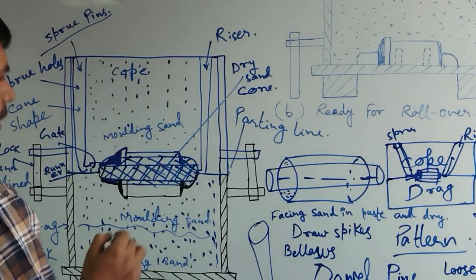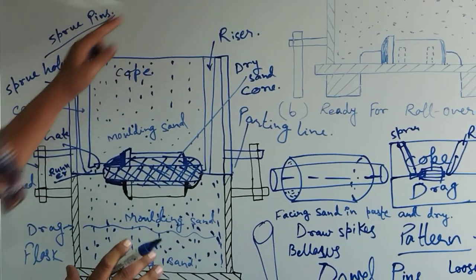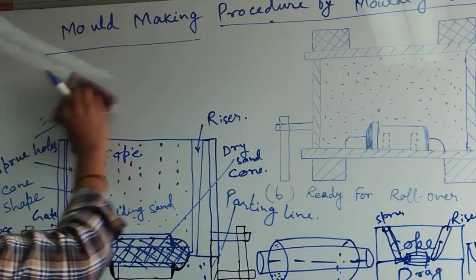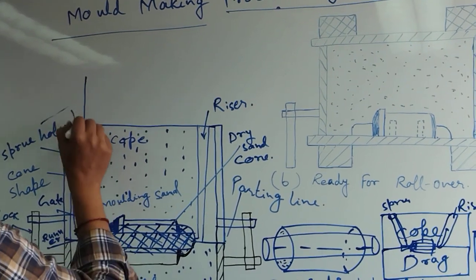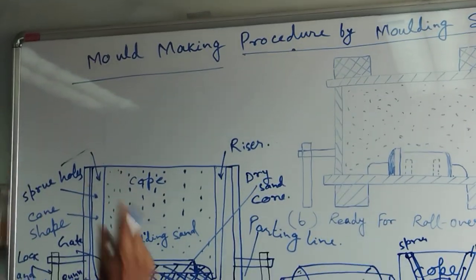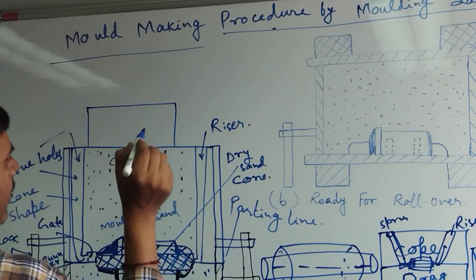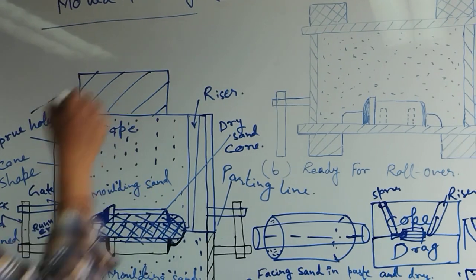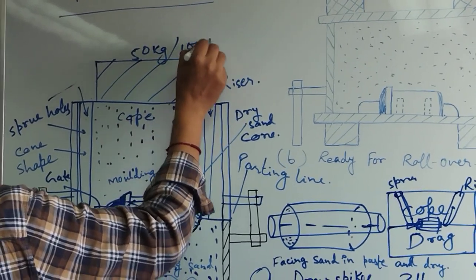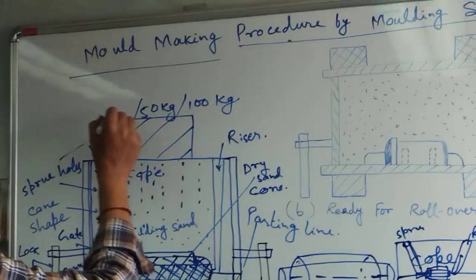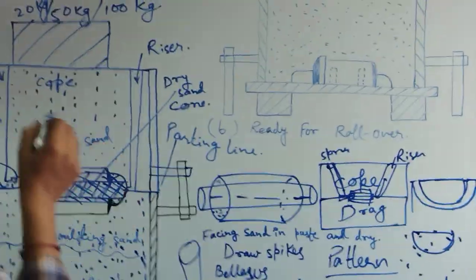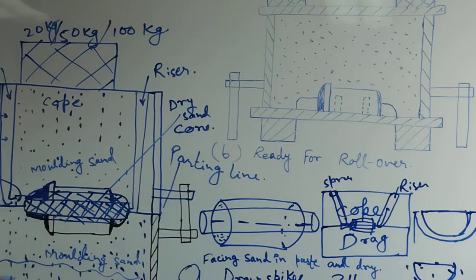When it is fully completed and ready for the molding procedure, some weight is placed on the top of the cope, about 50 kg, 100 kg, or 10 kg, 20 kg each, depending on the area, whether it is large or not. For that, this load is required.